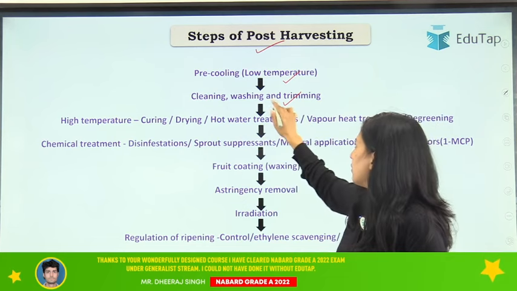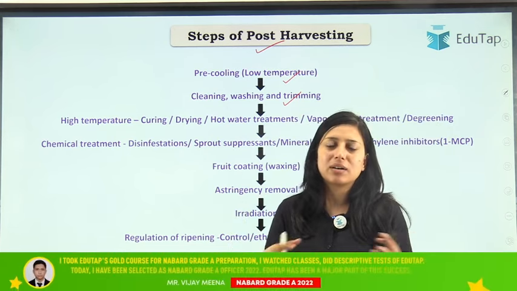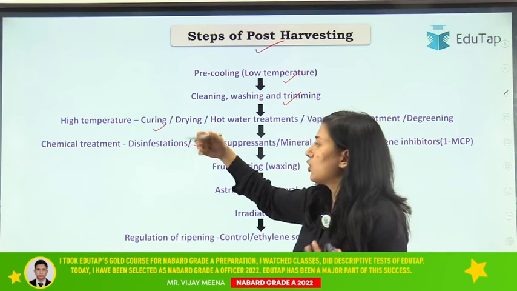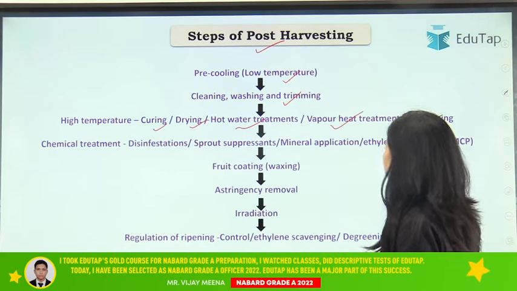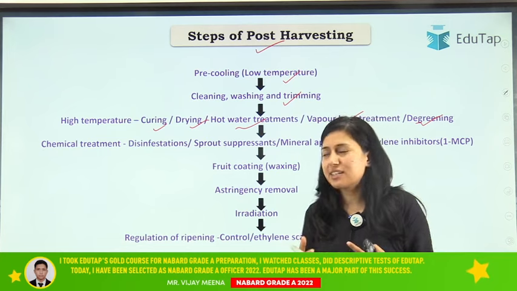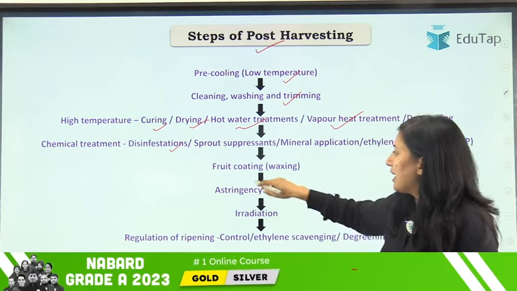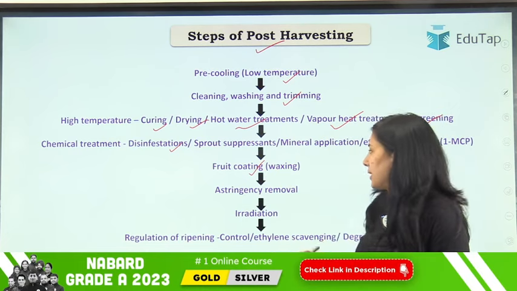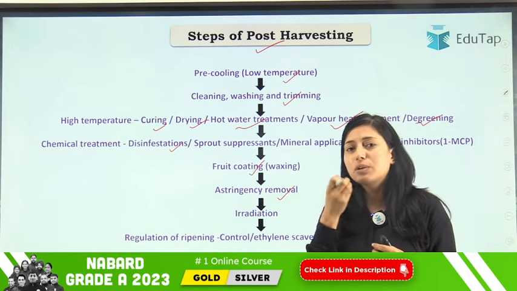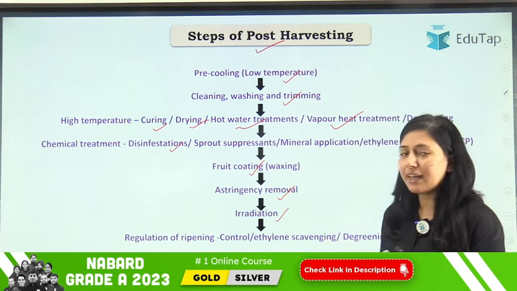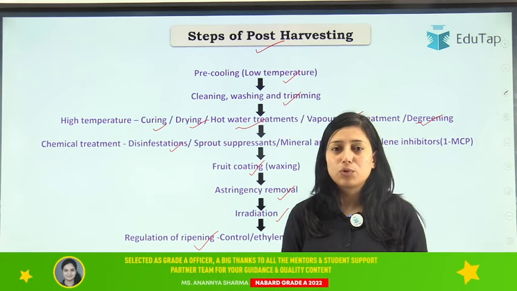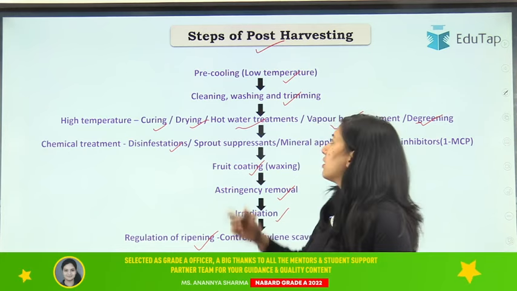Then we go for cleaning, washing and trimming. We clean, wash and trim extra leaves or extra stem from the produce. Then we go for high temperature curing, drying, hot water treatment, vapor heat treatment and regreening for different purposes. What the purposes of these are and why they are done, I will discuss later. Then we go for chemical treatments. Then fruit coating, that is waxing, is sometimes done. Then astringency removal, since some produce can have an astringent effect. Then irradiation can be done. Then regulation of ripening, to make it fully ripe. So all these steps are involved in post harvesting.